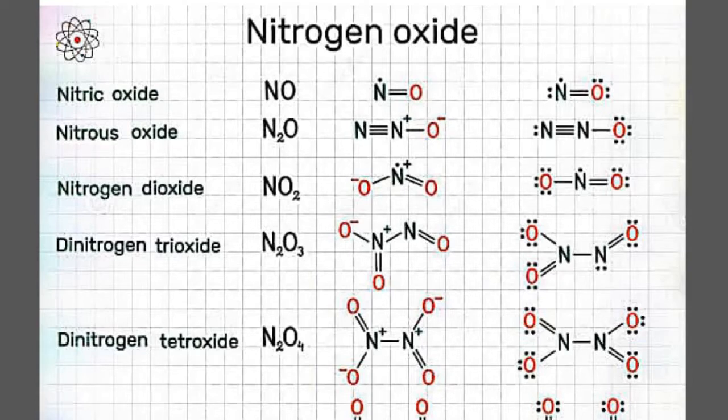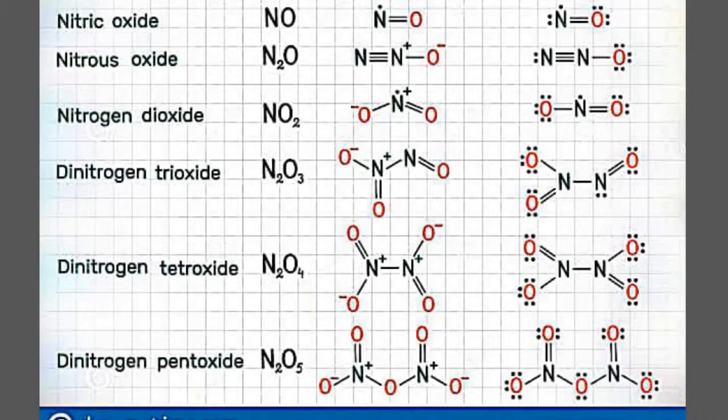So the very first is nitric oxide, which is represented as NO. Then we have nitrous oxide, with the formula N2O. Then we have nitrogen dioxide, the most common one, which is NO2. Then we have dinitrogen trioxide, N2O3. We have dinitrogen tetraoxide having the formula N2O4, and at the last we have dinitrogen pentaoxide, which is N2O5.